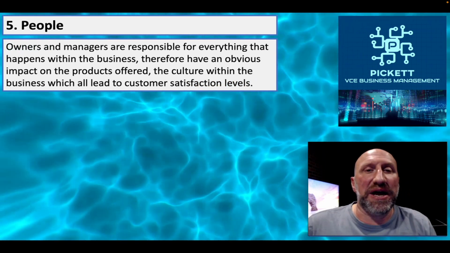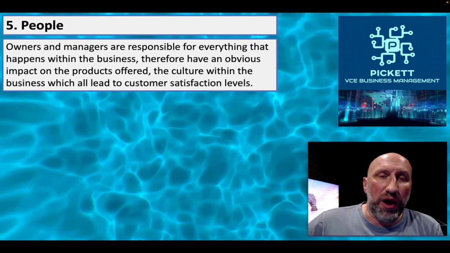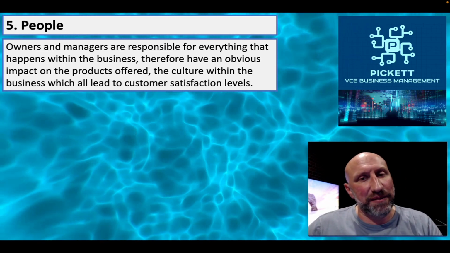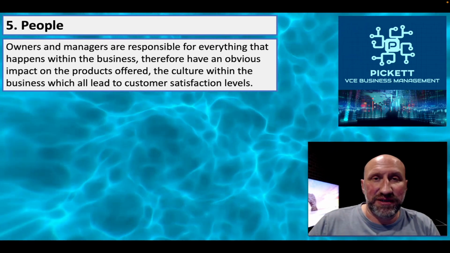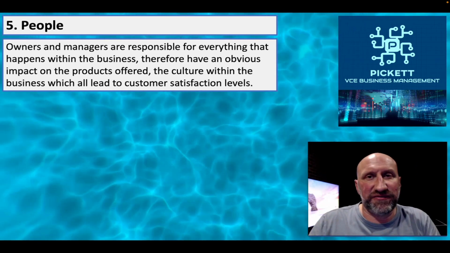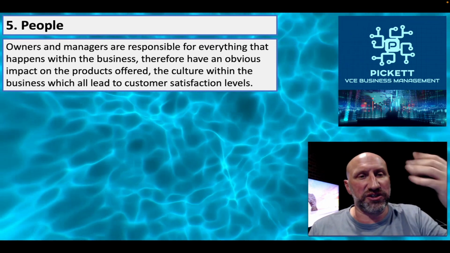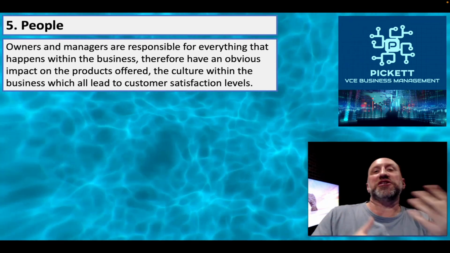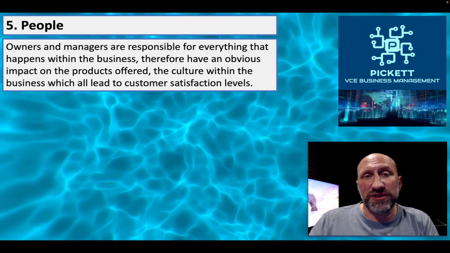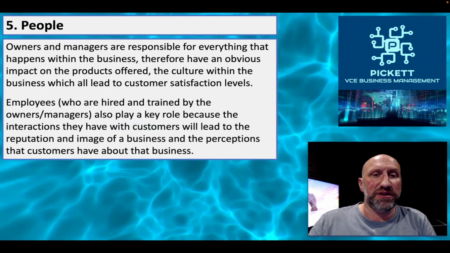So this is kind of very similar. Owners and managers are responsible for everything that happens within a business, clearly. And therefore they have an obvious impact on the products offered. They have an obvious impact on the culture within the business. And all of that stuff obviously impacts customer satisfaction. So if you're selling a great product at a good price, customer satisfaction increases. If you've got a really strong culture in the business and everyone's happy and your dealings with your customers are positive and happy, customer satisfaction increases.